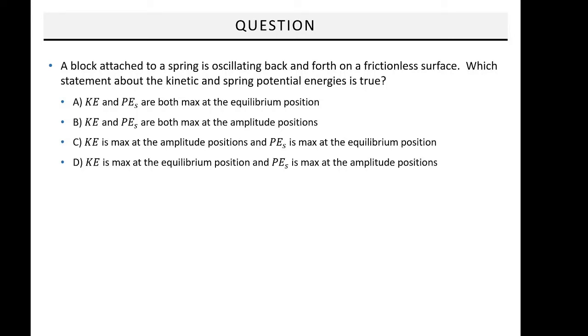Okay, this is a quick question to test whether or not you were paying attention on the last slide. So I will let you pause the video, read through the question, and then unpause when you're ready. The answer here is going to be D. The explanation for that are the last few bullet points from the previous slide. Basically, the object is moving fastest in equilibrium, or as it's passing the equilibrium position. So the kinetic energy will be at a maximum value. And then the position, the x value, is largest at the amplitude positions, so the potential energy will be largest at the amplitudes.